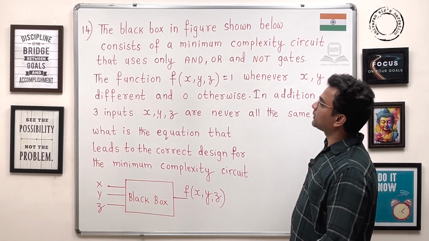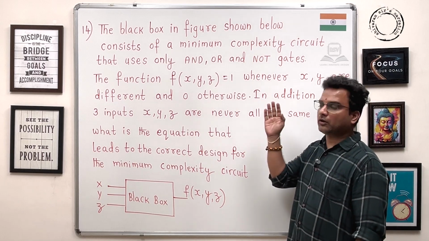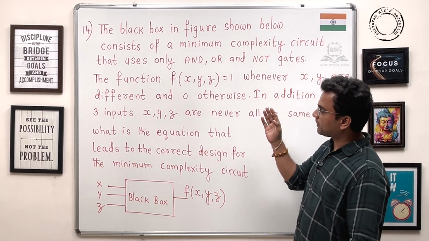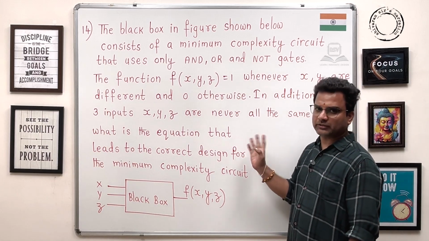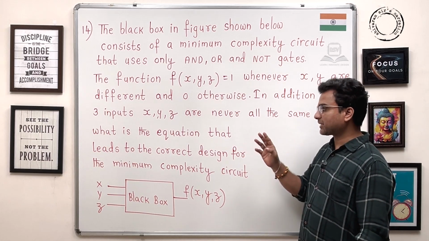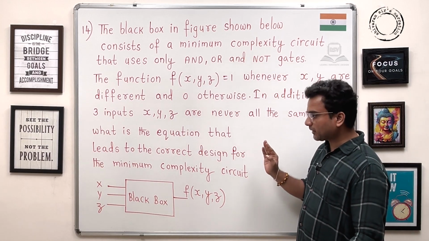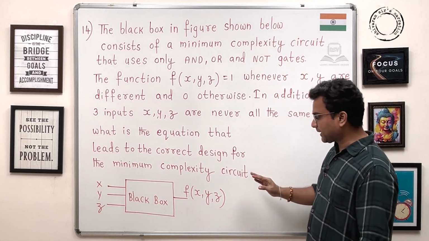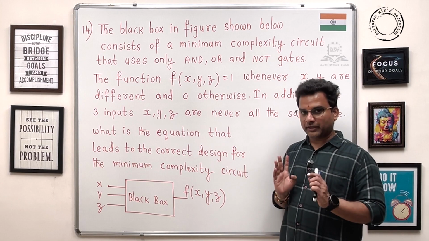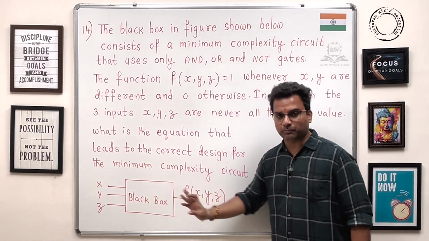The black box in the figure shown below consists of a minimum complexity circuit that uses only AND or NOT gates. The function f of x, y, z is equal to 1 whenever x and y are different and 0 otherwise. In addition, the 3 inputs x, y, z are never all the same values. What is the equation that leads to the correct design for the minimum complexity circuit? Right, it is a design with 3 inputs.